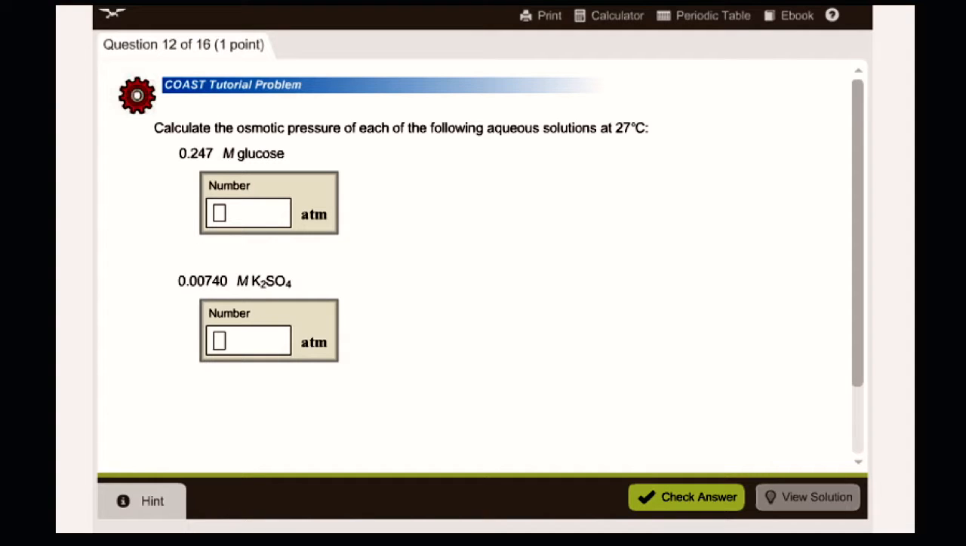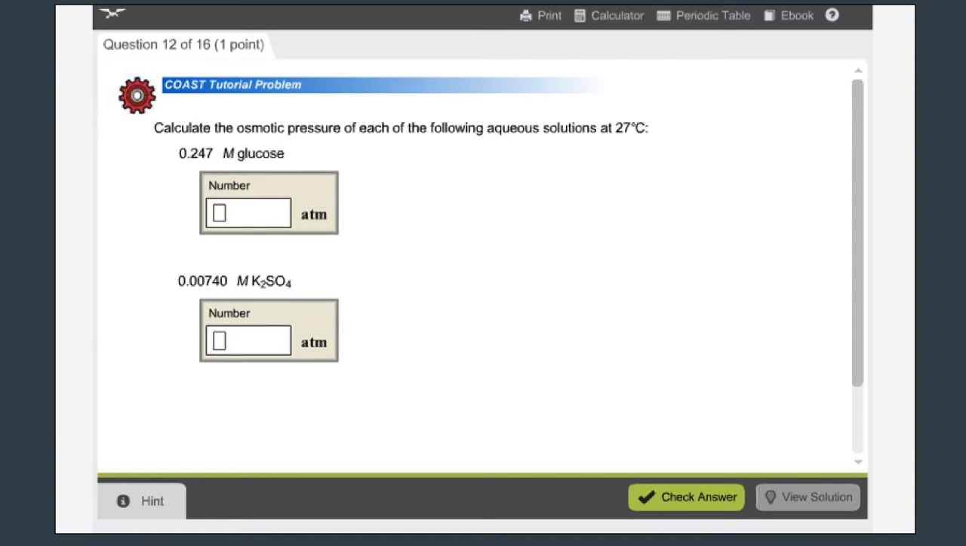So our question is asking us to calculate the osmotic pressure of each of the following aqueous solutions at 27 degrees Celsius. The first value that we're given is 0.247 molar glucose, and they want that answer in atm. Our second value is 0.00740 molar K2SO4, and again, they want that answer in atm.